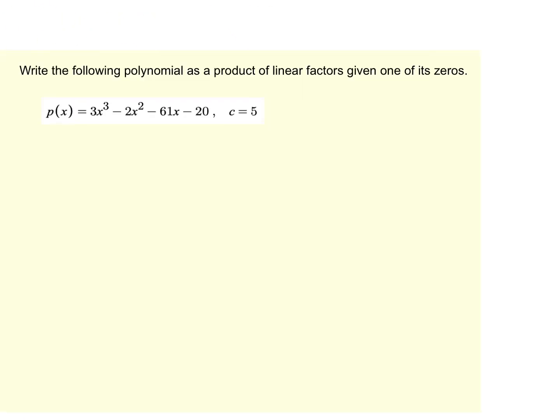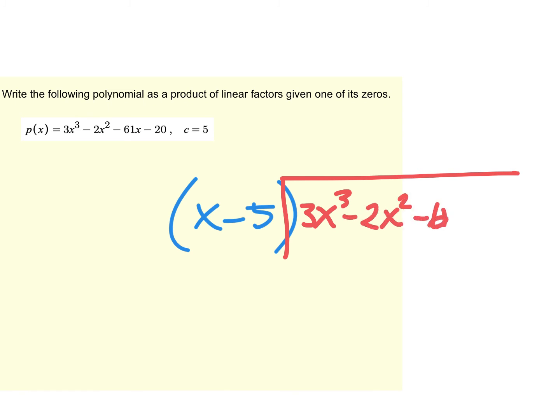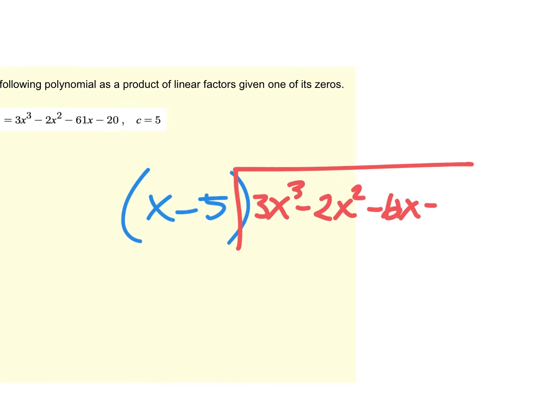Everybody get to this page. Would you agree that the c equals 5 is implying that 5 is the root, and therefore the factor should be x minus 5? It'd be really easy to forget and put x plus 5. I'm not even going to test it because I don't think they would do that to me that make it not work. So then I'm going to go 3x to the third minus 2x squared minus 61x minus 20.